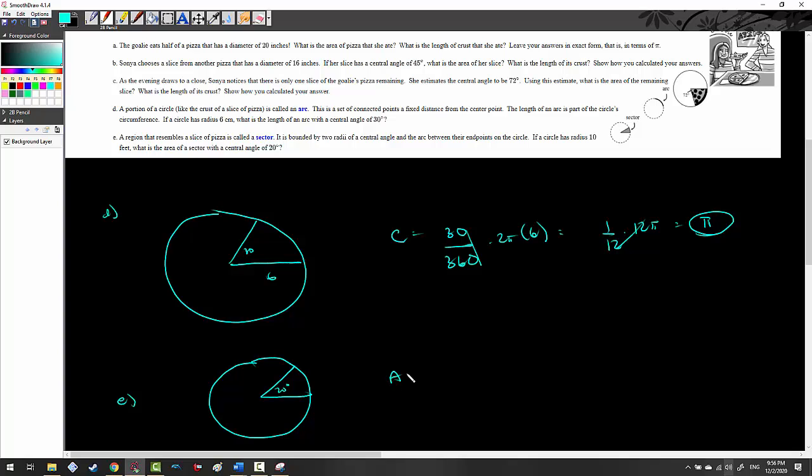That means that we're taking 20 degrees of the 360 degrees. And from here, since the radius is 10, I'm going to do pi r squared, 10 squared. So this is going to cancel. I get 1/18 times 100 pi. And I believe they both divide by 2. So I'm going to get 50 pi over 9. And that's going to be feet squared in units.